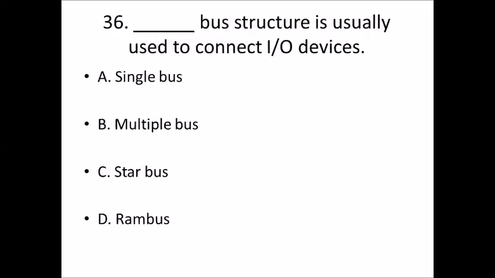Dash bus structure is usually used to connect IO devices, input output devices. Option A single bus, option B multi bus, option C star bus, option D RAM bus. Option A single bus. 37th bit.